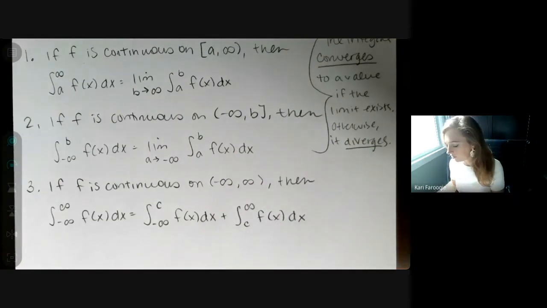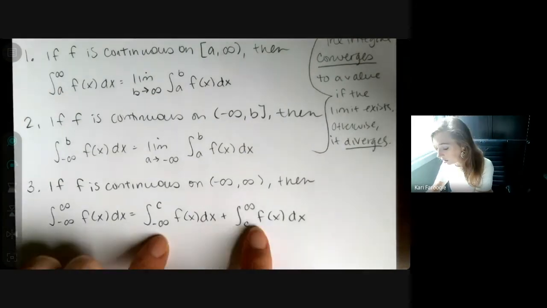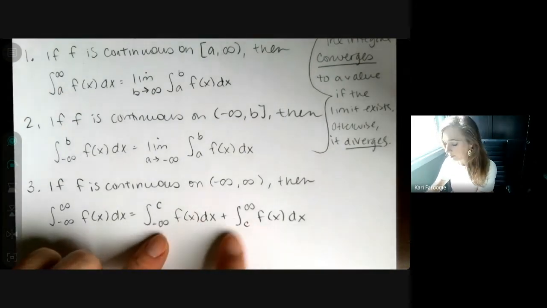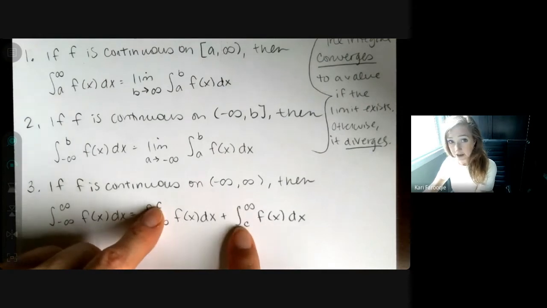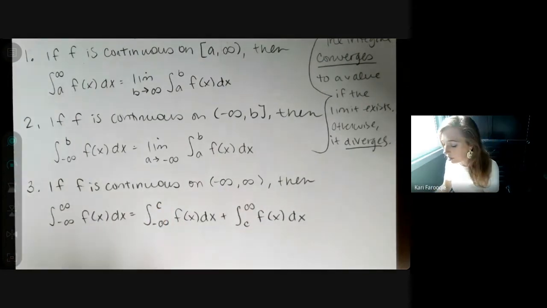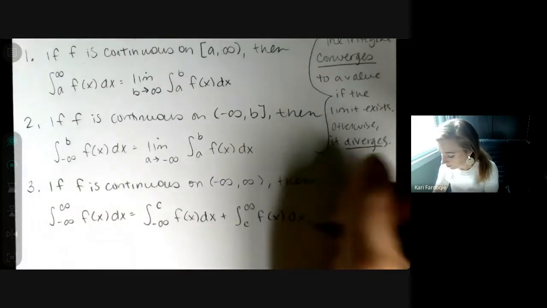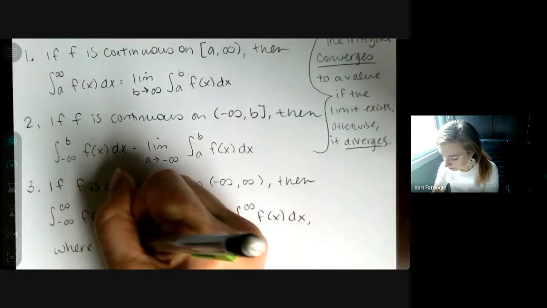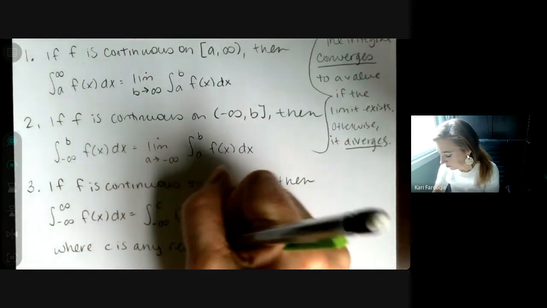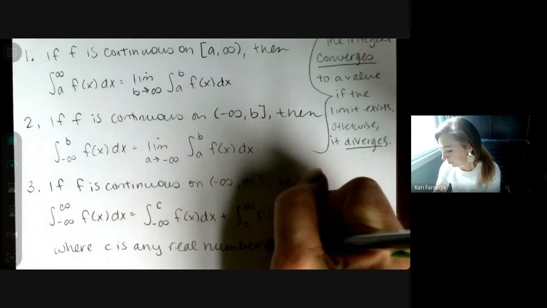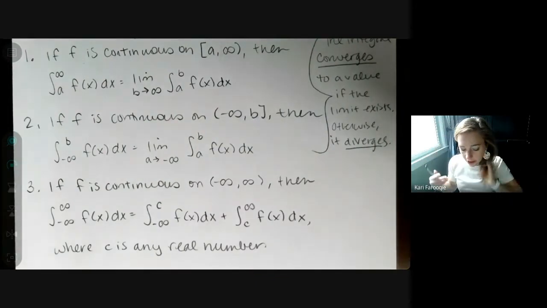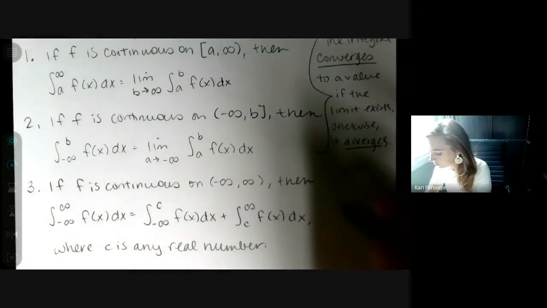You learned a bunch of properties. It said that you could split up the integral for some real number, and as long as we pick it back up again at that number, we haven't actually changed anything. We're just taking the area from one part and adding it to the area from another. That's what you're thinking about here. Now, this is going to be where c is any real number. Okay. Now, in this case, the integral is going to diverge if one of the integrals diverges.